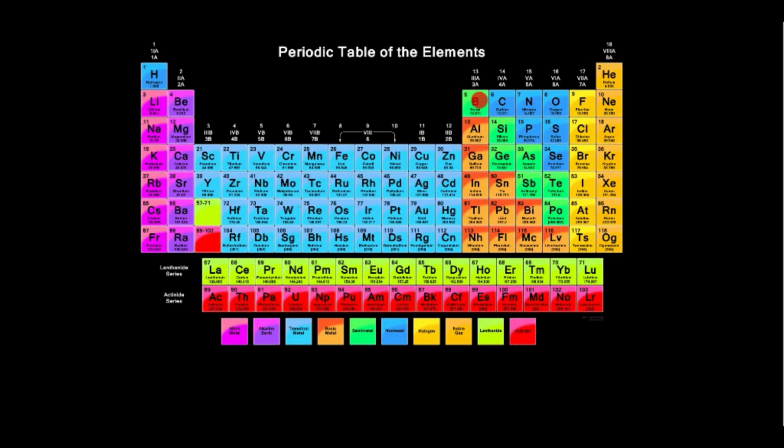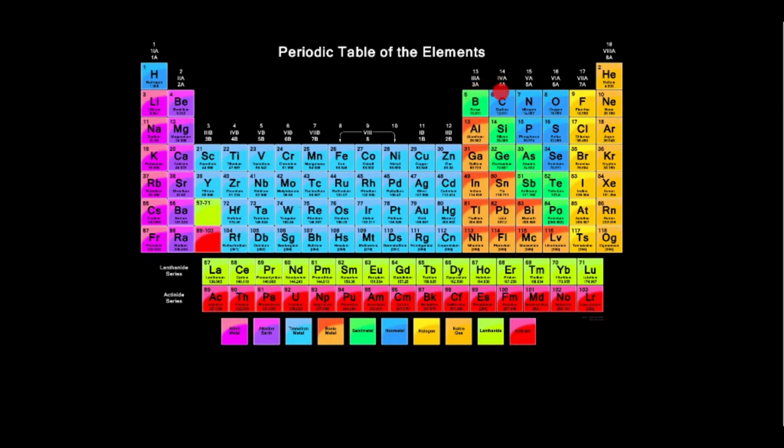Now coming to group 3A of the periodic table. Group 3A of the periodic table is known as boron family. Why it is known as boron family? Since this group is started from boron. The members of this group are boron, aluminium, gallium, indium, thallium. These are the members of group 3A.